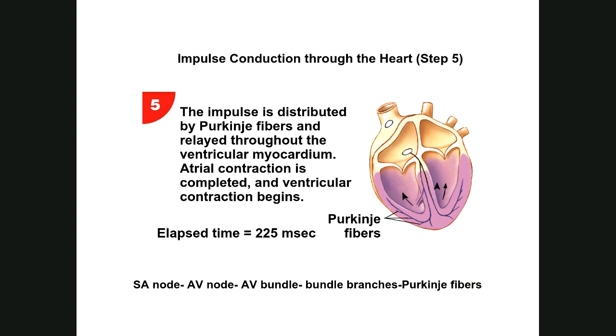So in general, the impulse arrives at the SA node, and the SA node sends it to the AV node. There is a delay here because it has to wait for the left atrium to contract as well. Then it goes to the AV node, the AV bundle, the bundle branches left and right, and then the Purkinje fibers, and then the ventricular contractions start.